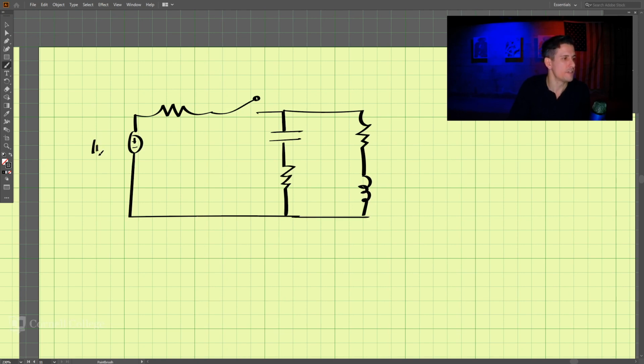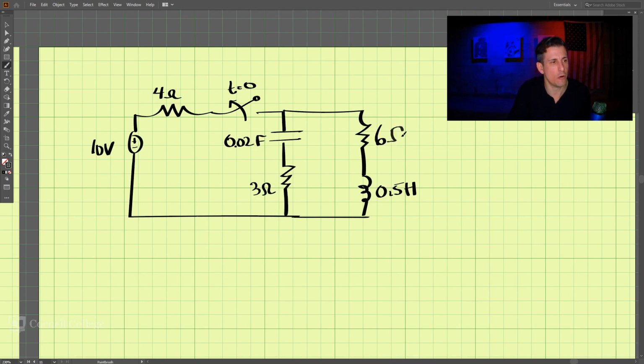Okay, so this is 10 volts, this is 4 ohms, and the switch opens up at t equals 0. And here we have 0.02 farad, and this is 3 ohms, and this is 0.5 Henry, and this is 6 ohms. And we have a voltage across here, V, and we'll call this I here. Now, what we want to find is I of t, this current here. That's what we're trying to find.